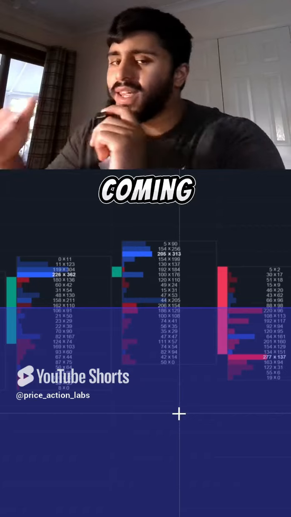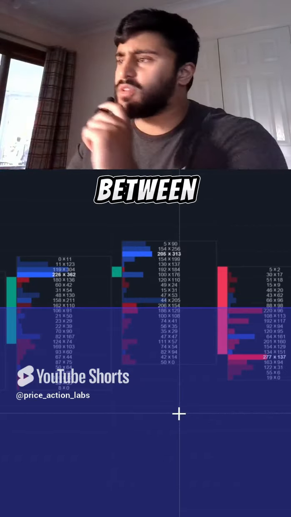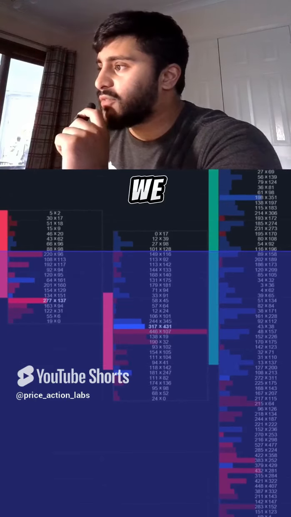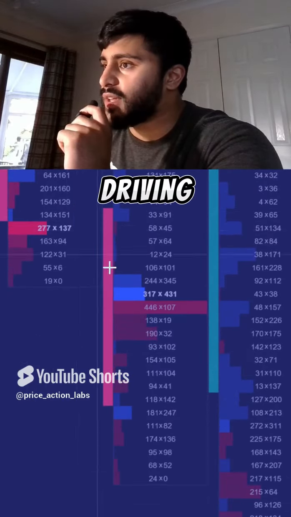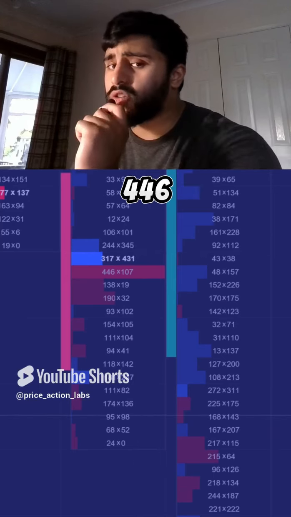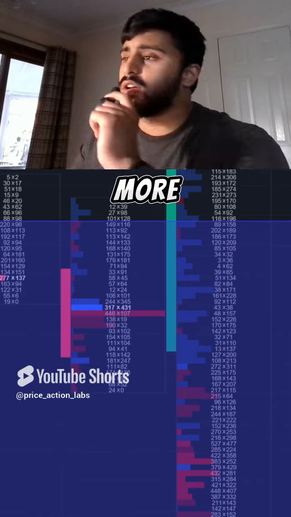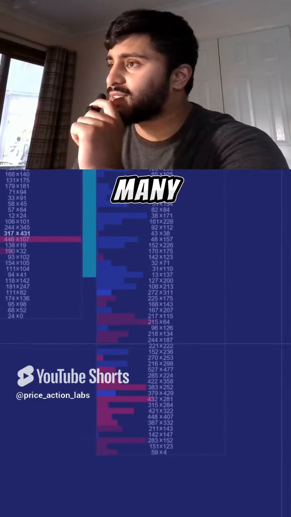Now we're coming into the 1-minute time frame, and we're looking at the interaction, the tug of war between the buyers and the sellers. Notice how we have a very large seller drive in here, and a very, very large seller coming over here. In fact, we have 446 for only 107, so we see significantly more sellers than buyers. In fact, we had so many sellers over here.